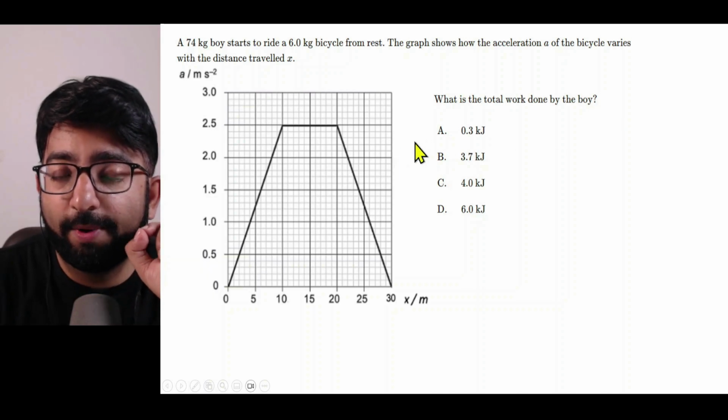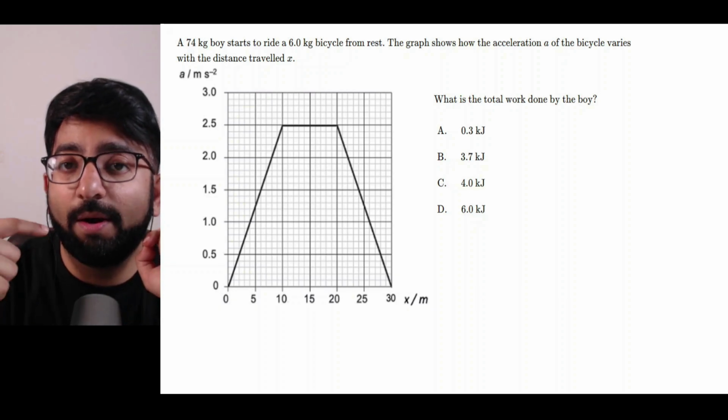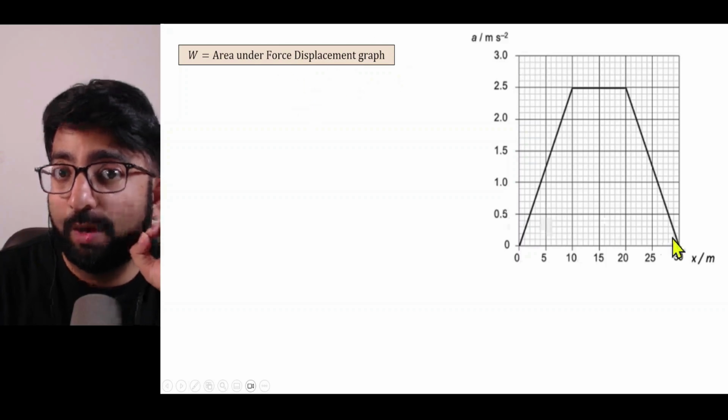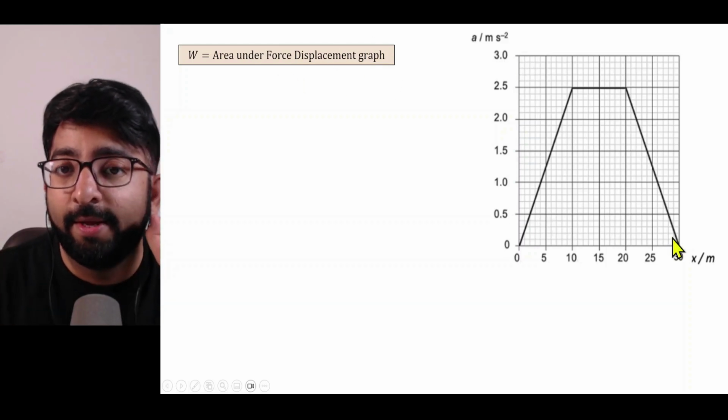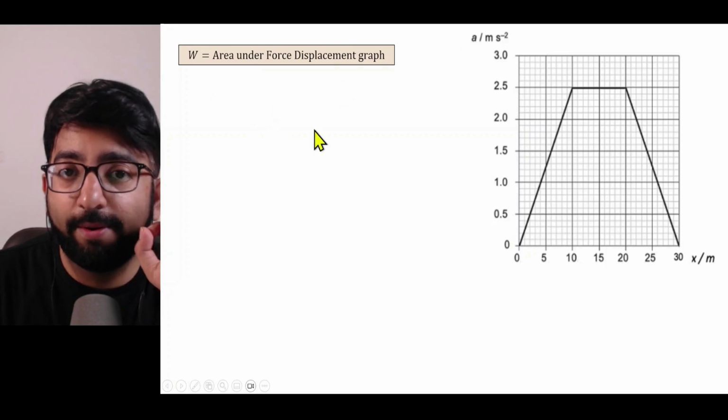So we already know the formula. How do you find the work done when the forces are variable? We do area under the graph. So work done is equal to the area under the force displacement graph. Now the issue with the graph which is given to us in the question is y-axis is not force, it is acceleration. So we need to make some changes to this particular expression.